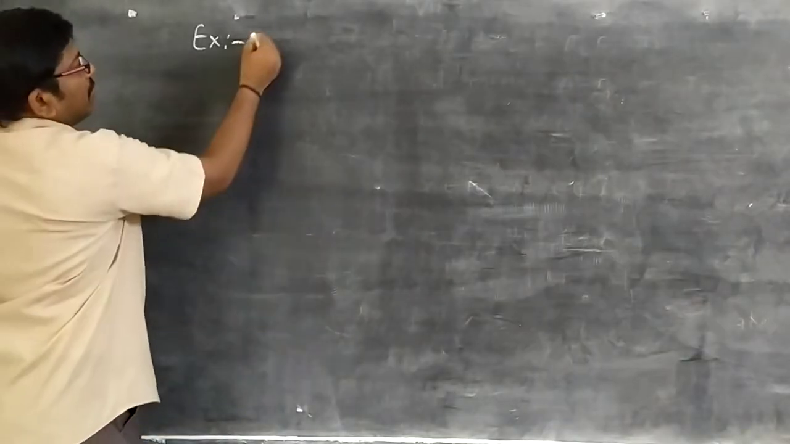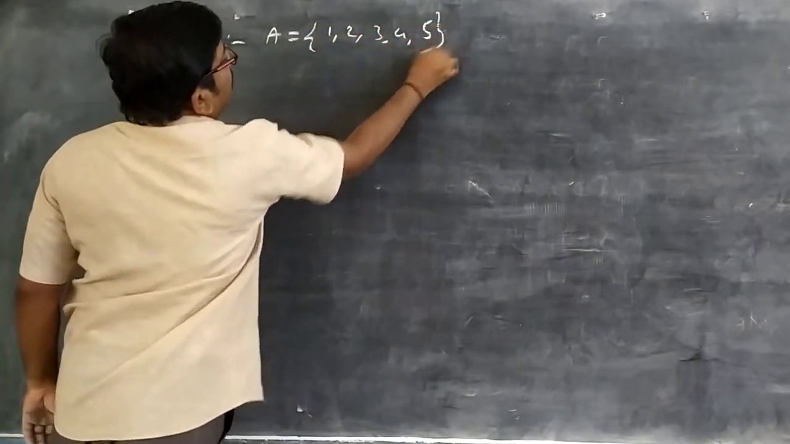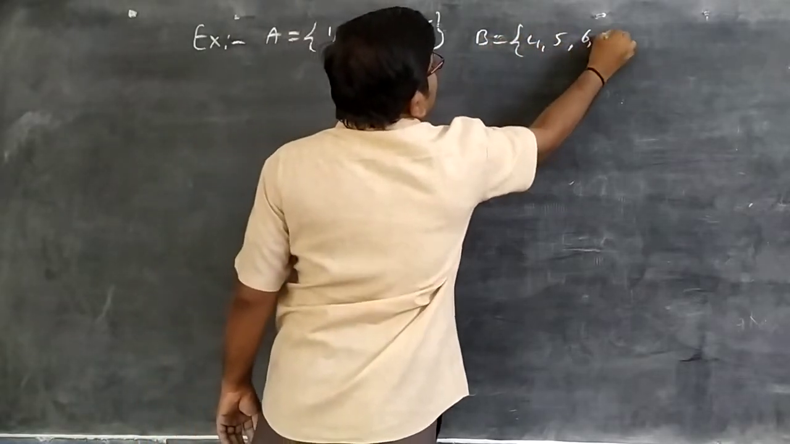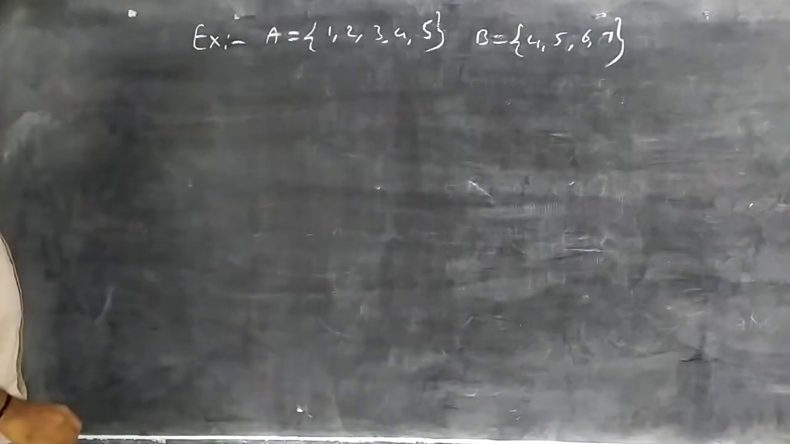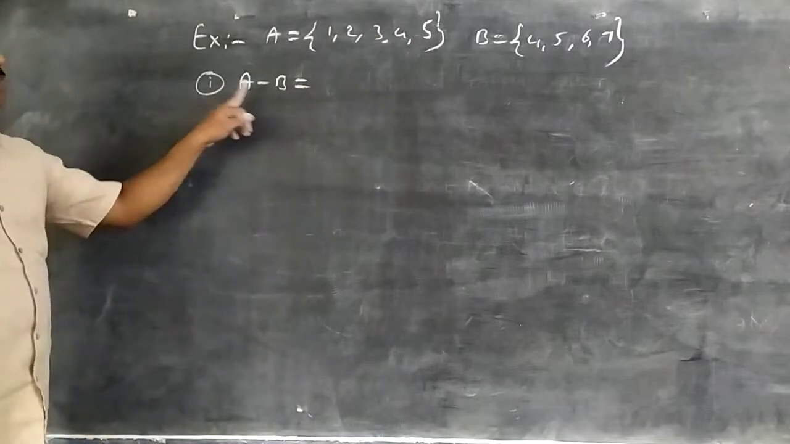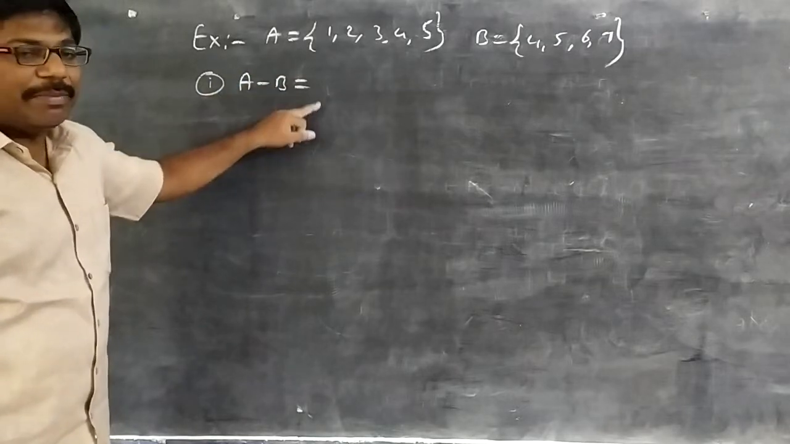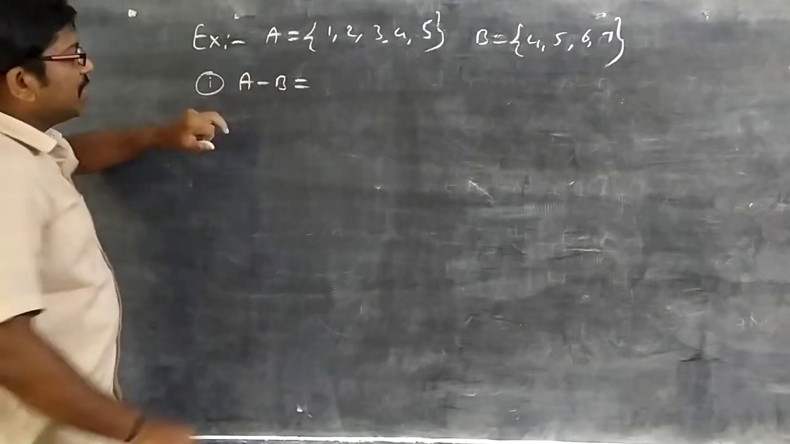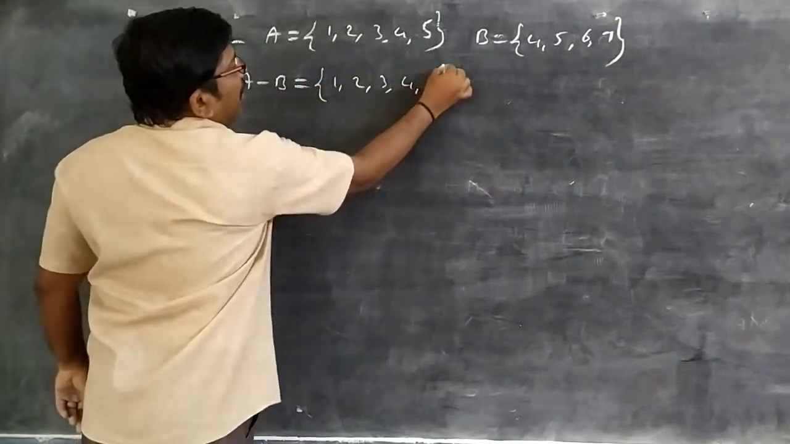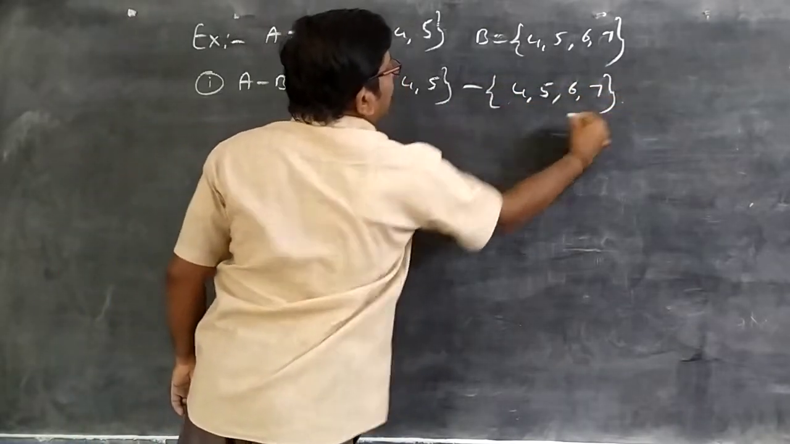For example, A is equal to {1, 2, 3, 4, 5} and B is equal to {4, 5, 6, 7}. Here A and B are two sets. Now we have to find the first question, A minus B. What is the meaning of A minus B? We have to subtract B from A. So A minus B is a set containing elements which belong to A but do not belong to B. Substitute the A set {1, 2, 3, 4, 5} minus the B set {4, 5, 6, 7}.